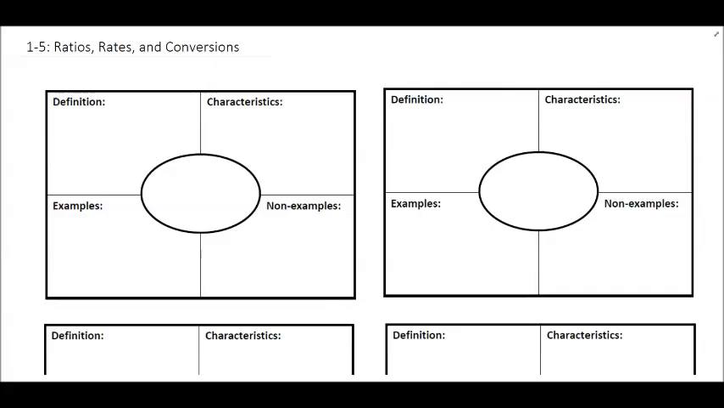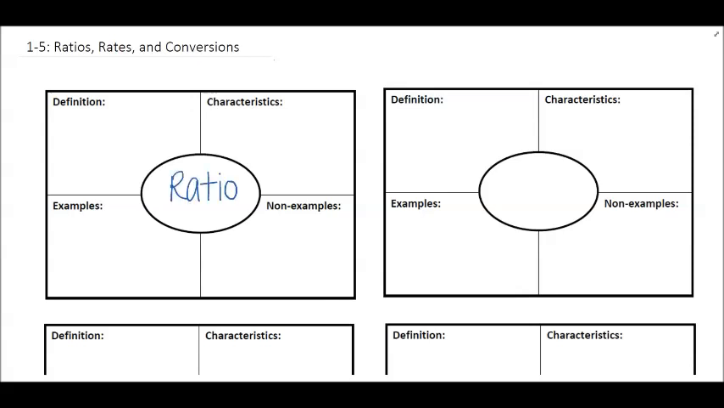Okay, welcome to a video for section 1.5, which is on ratios, rates, and conversions. This page of 4 vocabulary cards will be found on Canvas, as well as the instructions for what you need to do. If you do not have a printer, you can copy these down on a piece of paper or use index cards. Alright, so let's begin.